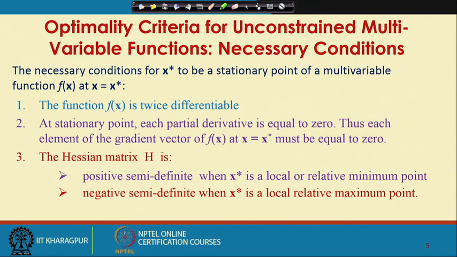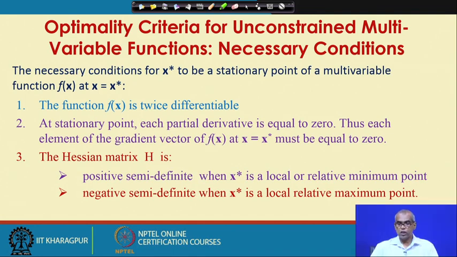If x star is a stationary point for a multivariable function f x, then what is the necessary condition that x star will be an extremum, that means minimum or maximum. So, the first condition is that f x has to be at least twice differentiable. Second, at this stationary point x equal to x star, the gradient vector will be equal to 0, all the components of the gradient vector will be equal to 0.